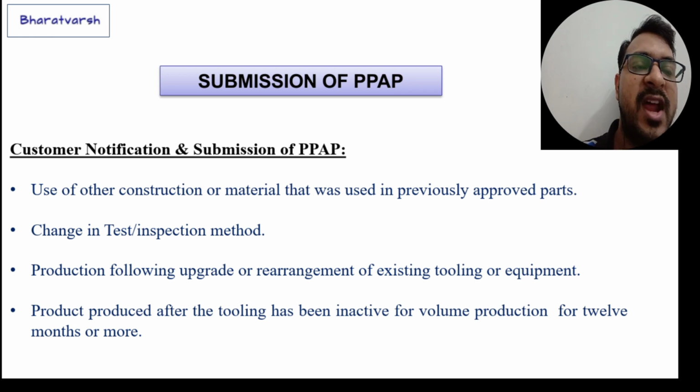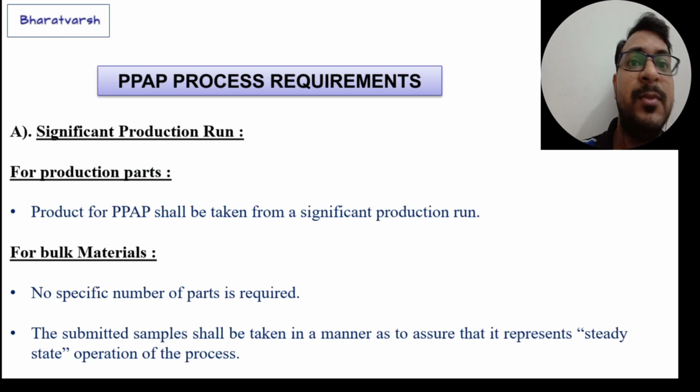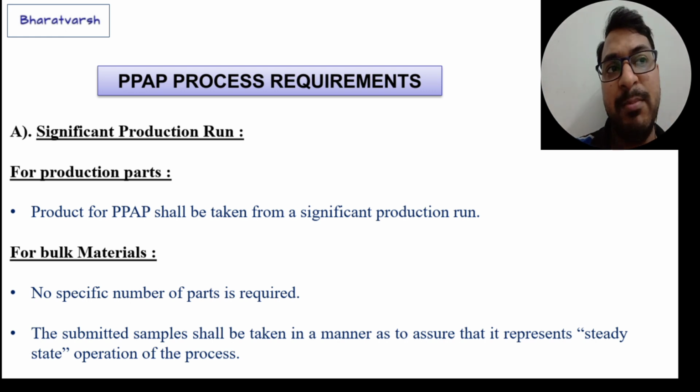When the part production tooling has been inactive for 12 months or more, we have to notify the customer and then submit the PPAP. What are the process requirements of the PPAP when we are doing PPAPs?